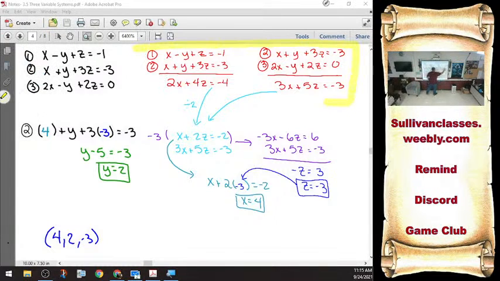Eliminate a variable 2 ways. Solve the 2 variable system. Go back and solve for what you eliminated.